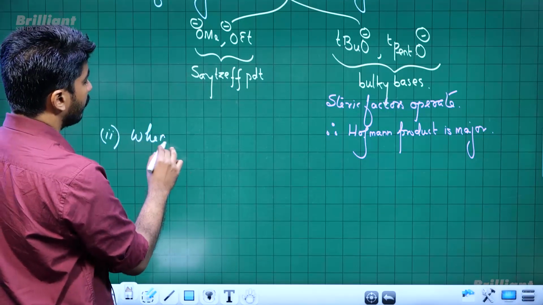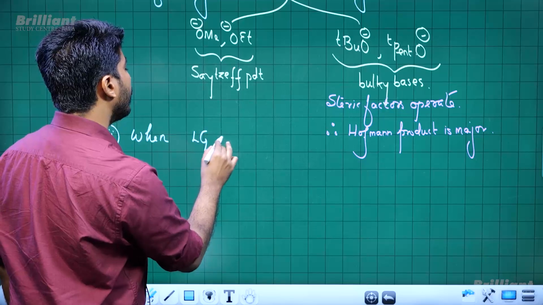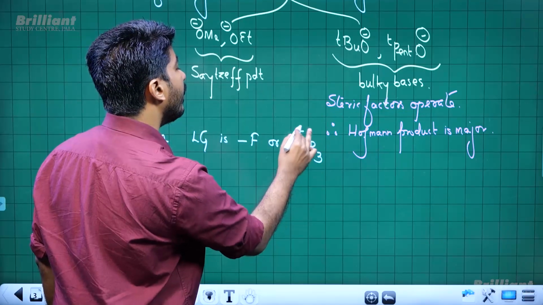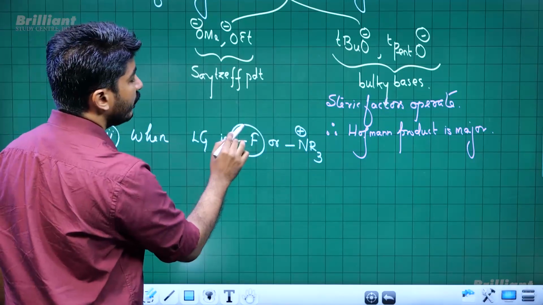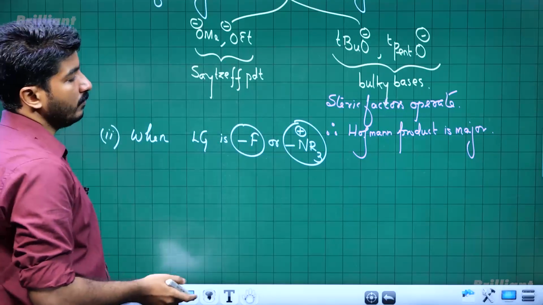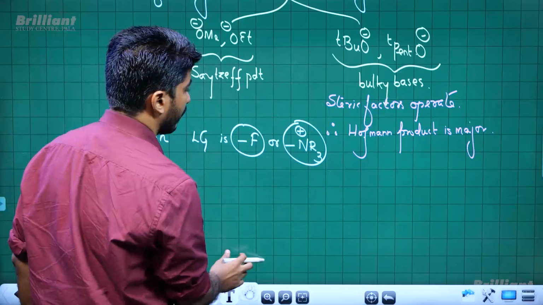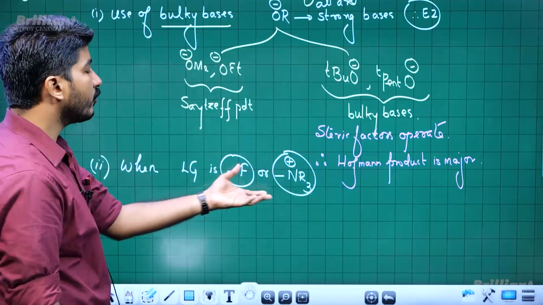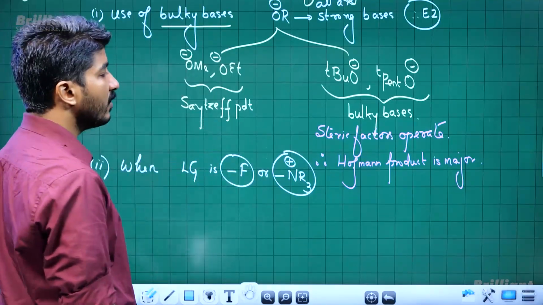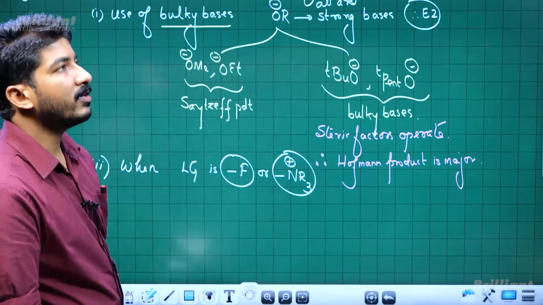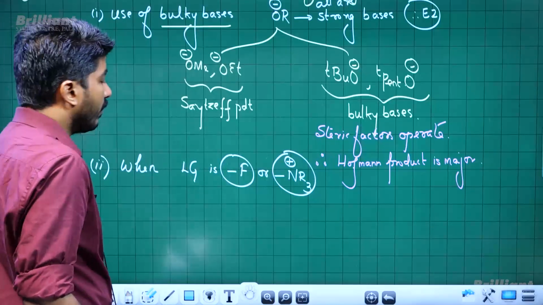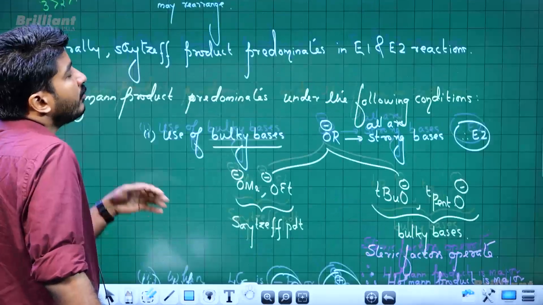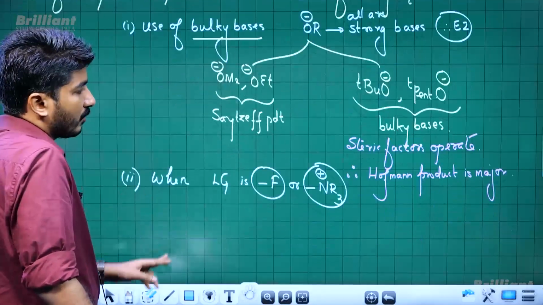when the leaving group is fluorine or trialkyl ammonium. When the leaving group is fluorine or trialkyl ammonium, then also the Hofmann product is observed as the major product. These are the few cases, bulky base cases and cases with these leaving groups present in the substrate, where we see the Hofmann product dominating in the product mixture. Otherwise, in any E2 or E1 reaction, we will be seeing the more stable alkene as the major product.